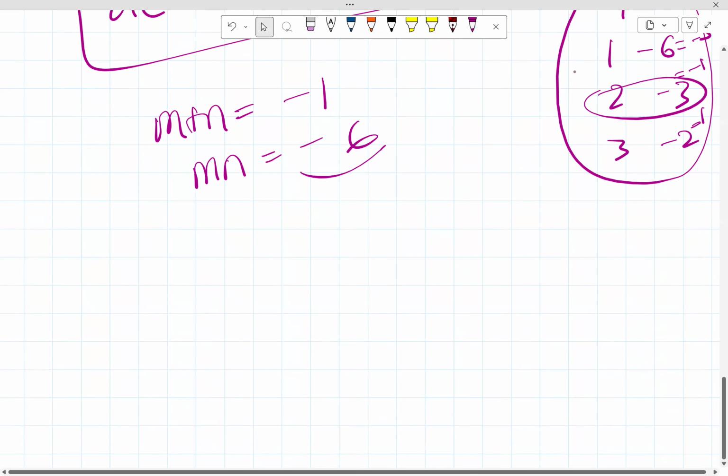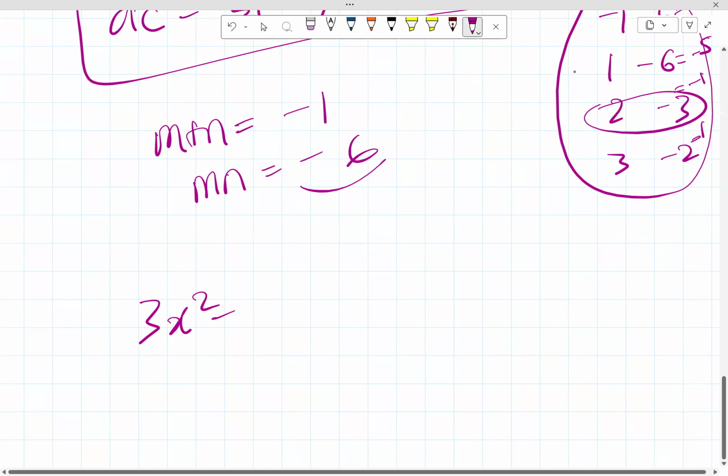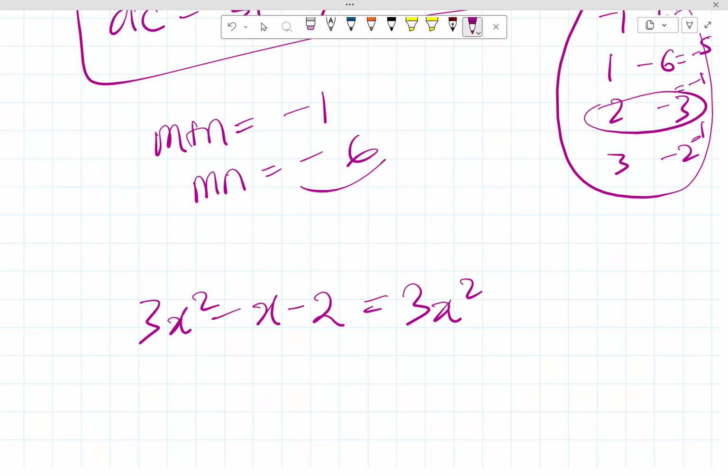So we can then say 3x squared minus x minus 2 is equal to 3x squared, and this minus x now is plus 2x minus 3x, minus 2.